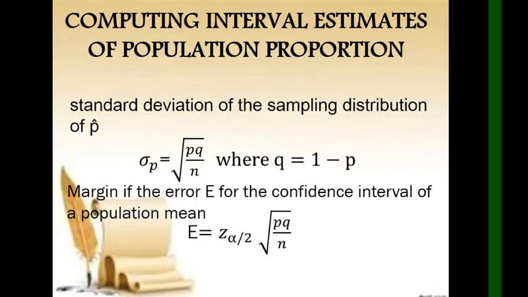Alright, to compute for the standard deviation of p hat, we have this formula, square root of pq over n, where you will get q by subtracting 1 minus the p or the p hat. For the margin of error, E, for the confidence interval of a population proportion, we have E equals simply z. So kahit hindi mo na isusulat to. Okay? Simply z square root of pq over n.